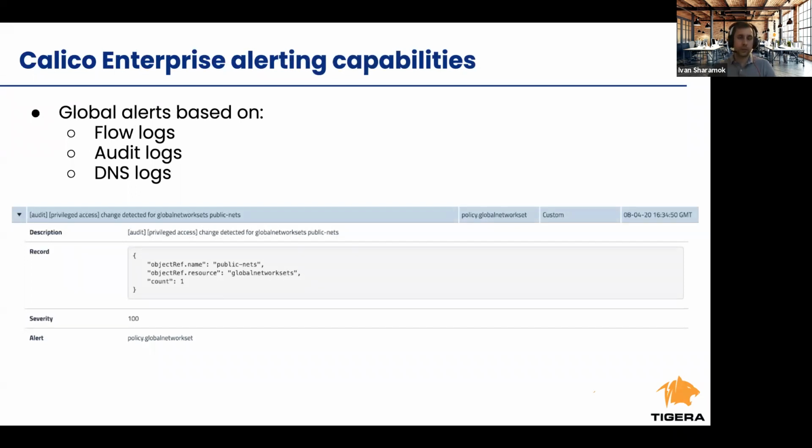So here's an example of an alert that is generated by Calico. Calico alert framework relies on flow logs, audit logs, and DNS logs, and you can create the rules to target any information within those logs. In this example, a global network set was changed and the alert was triggered.